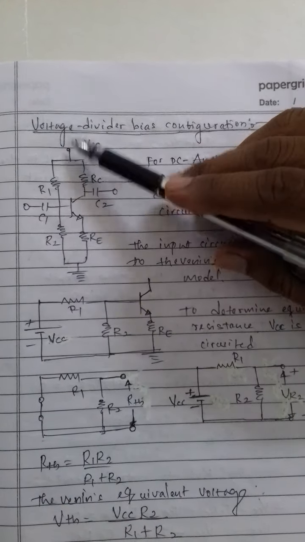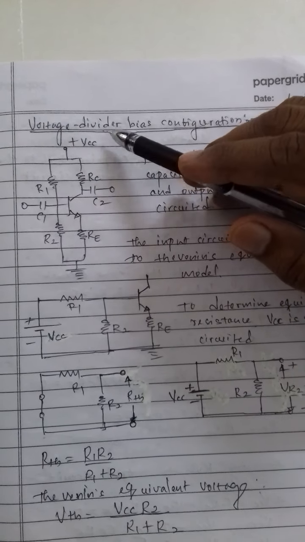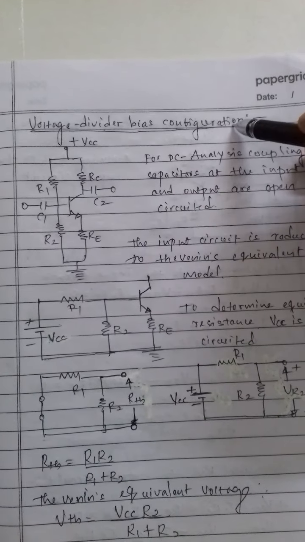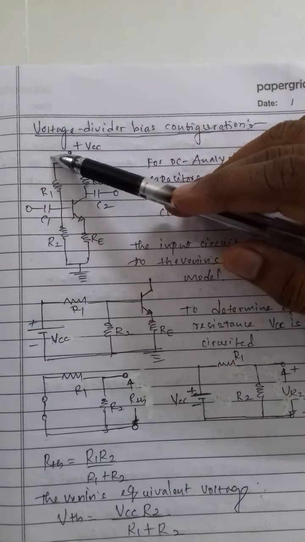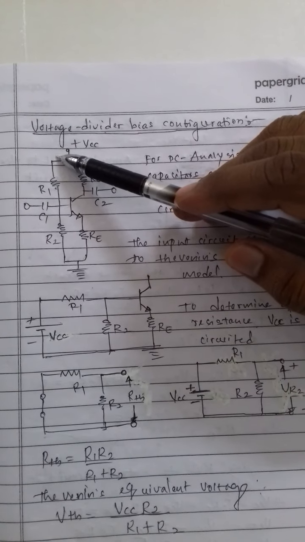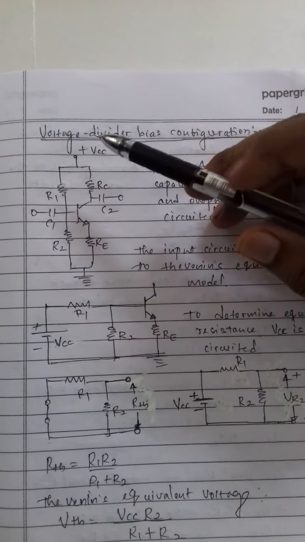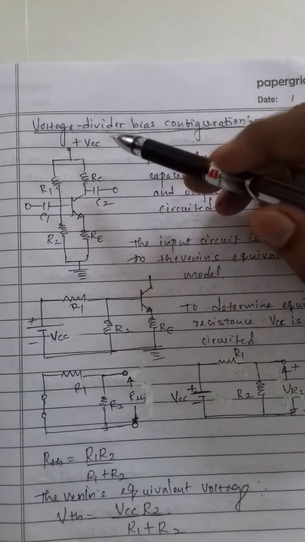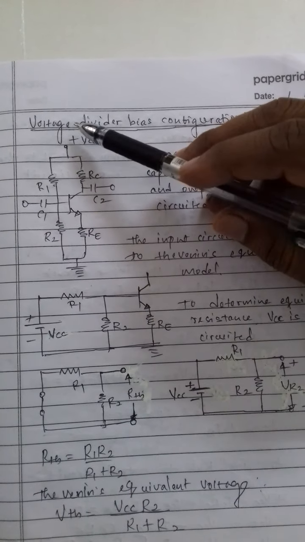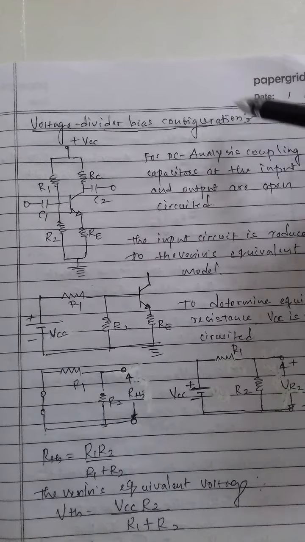We are discussing the biasing of the transistors. Till now we have discussed the fixed bias configurations. Later on we have discussed the emitter bias configurations. Now the third one, voltage divider bias configurations.